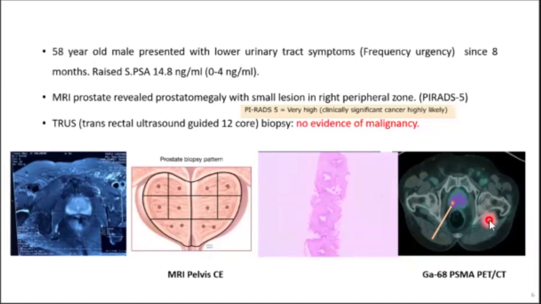Here in this image, you can see there is a small focus of PSMA expression in the right posterior peripheral zone of the prostate, and this corresponds to the MRI image. So the question is, can we target this tissue specifically? Here the challenges are different.